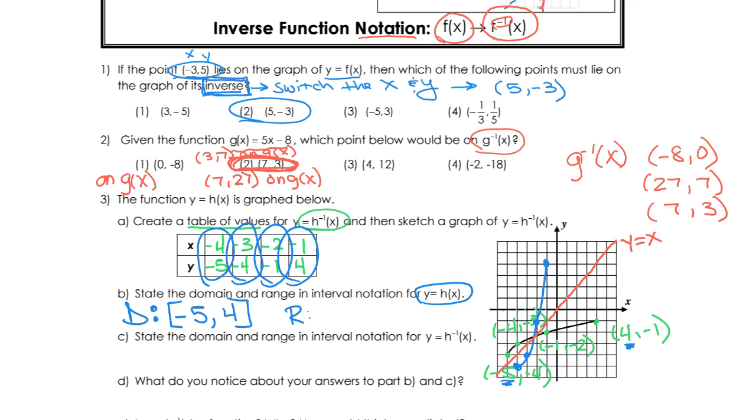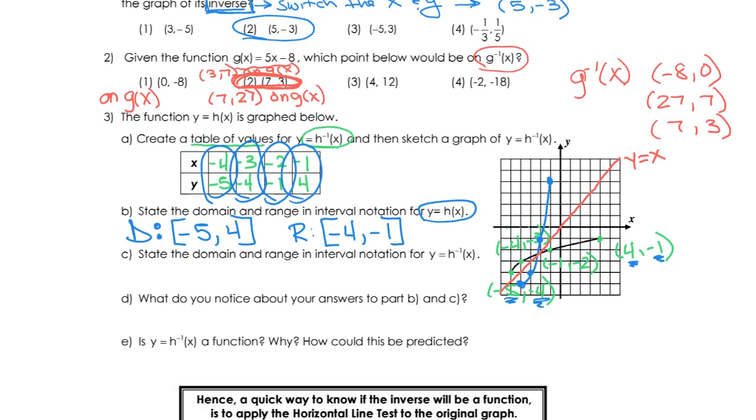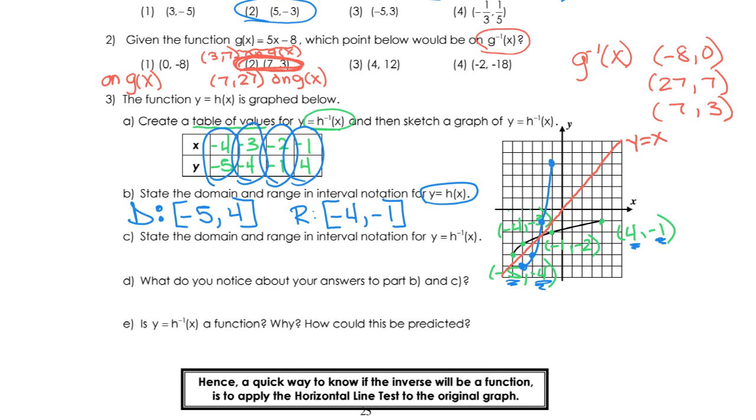For our range, the lowest y value on the one that was already graphed for us was -4. And the highest y value on the one that was already graphed for us was -1. And again, those are going to be included. And then part C says to state the domain and the range in interval notation for the inverse. So now we're going to do the same thing, but for the inverse.